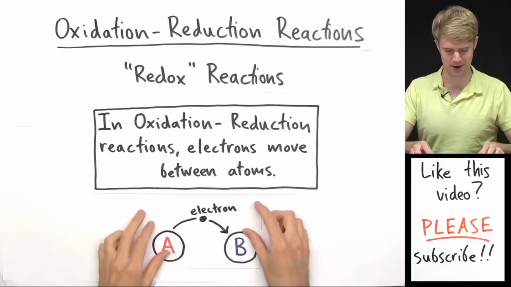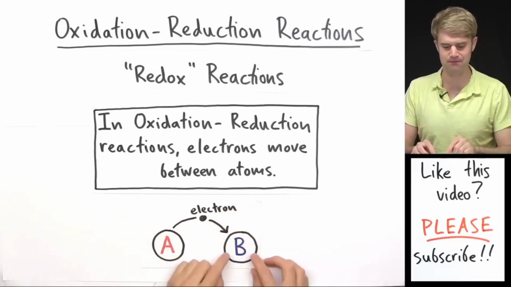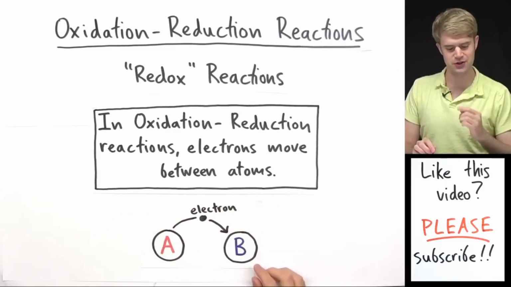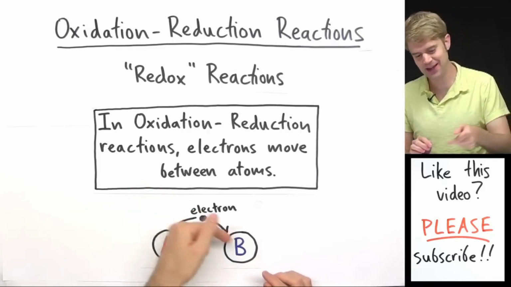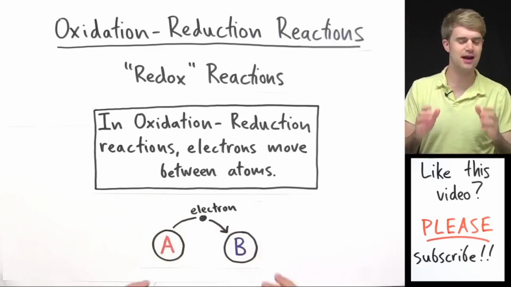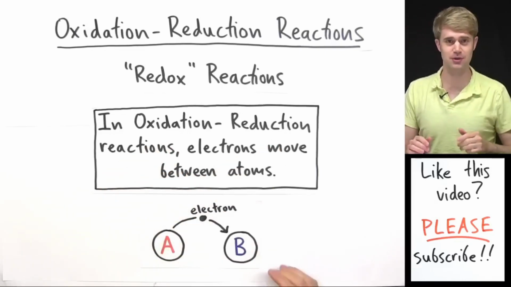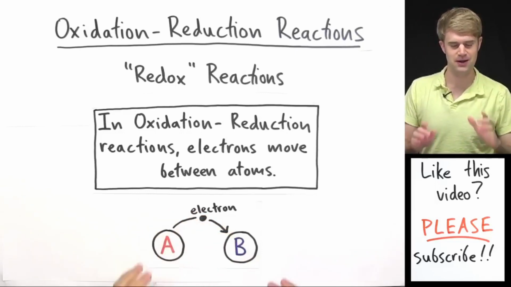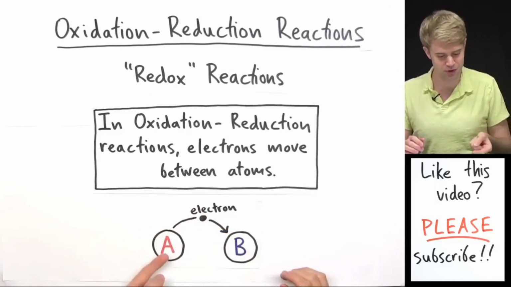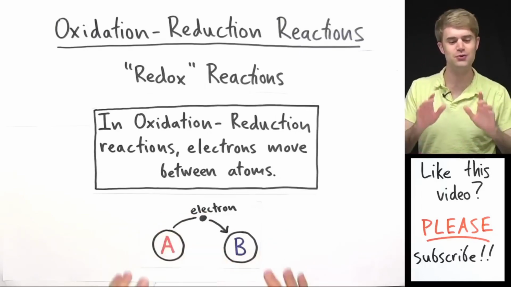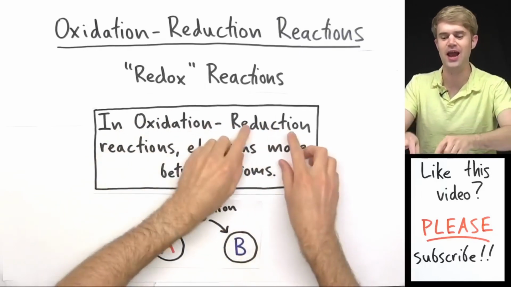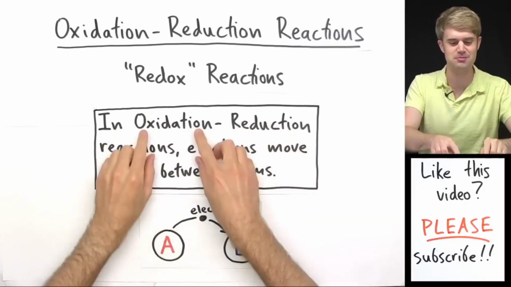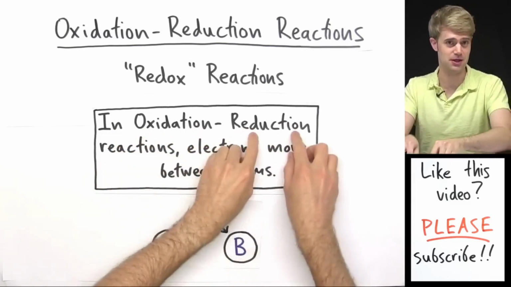Check out this diagram here. We've got atom A and atom B, and there's an electron moving out of atom A into atom B. So this is definitely an oxidation-reduction reaction because there's an electron moving between the atoms. Now, we can describe the movement of this electron using the words oxidation and reduction. So let's learn specifically what both of these mean.